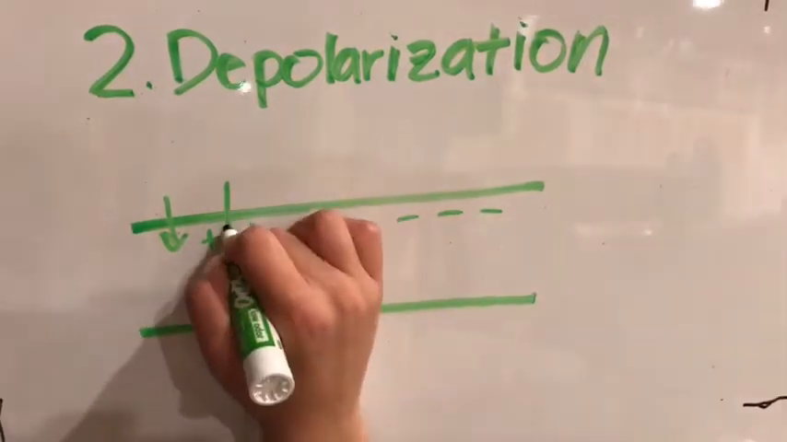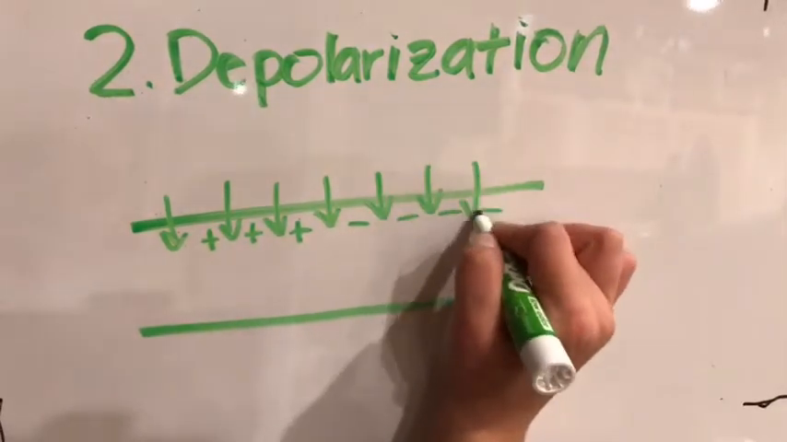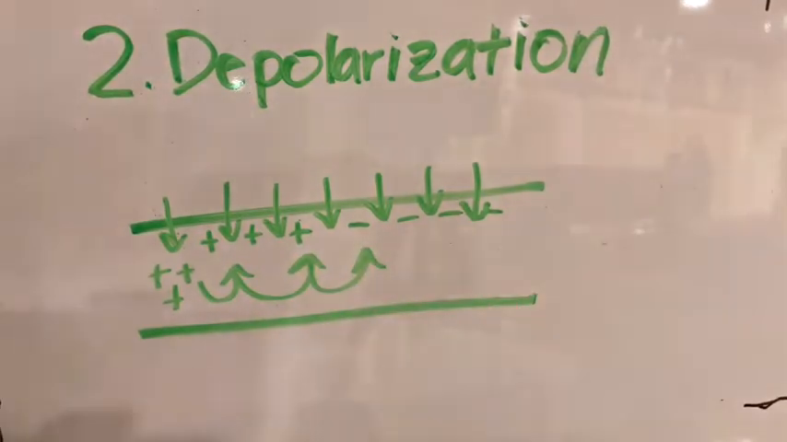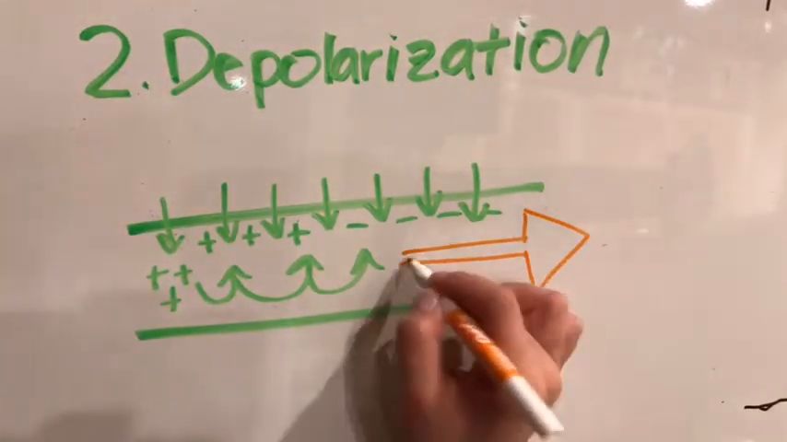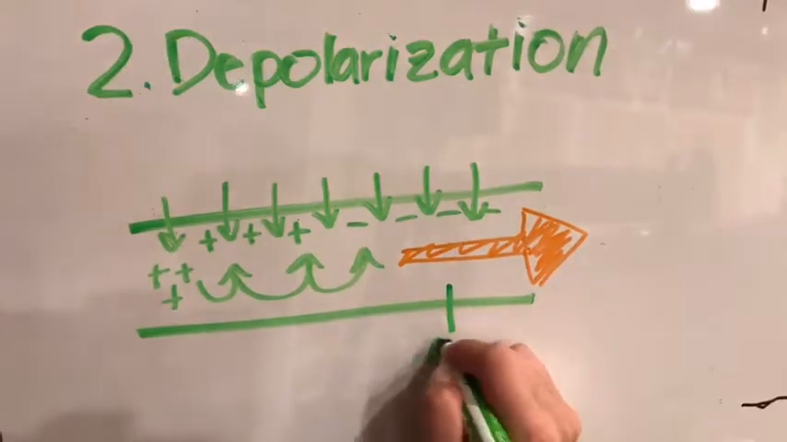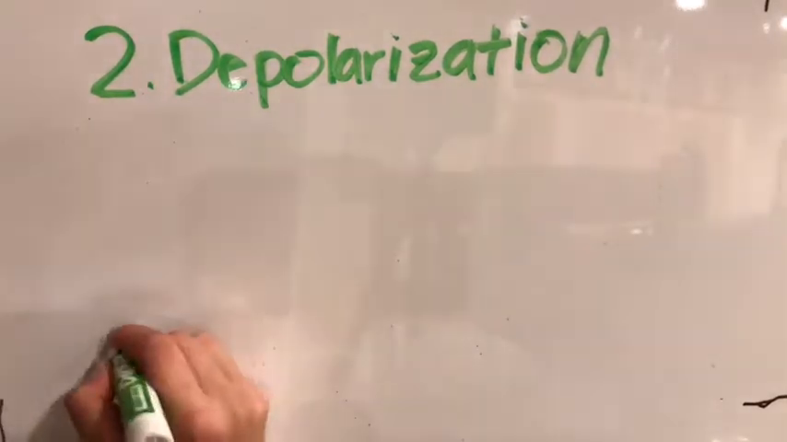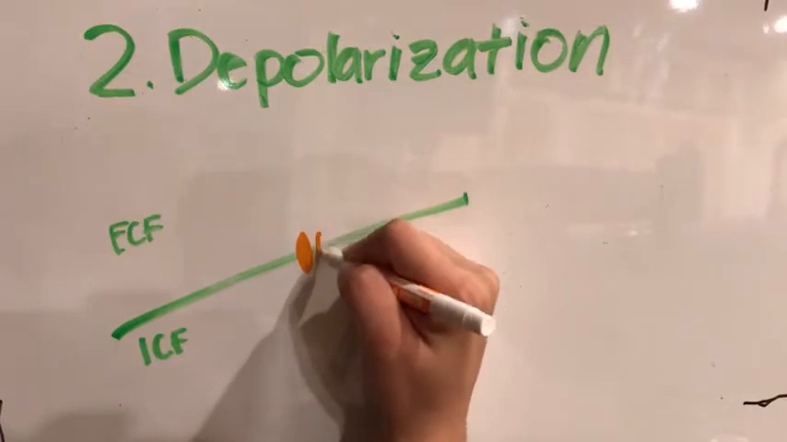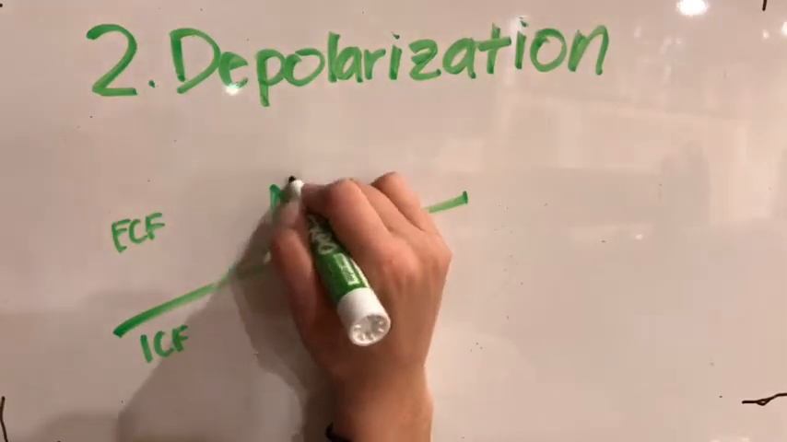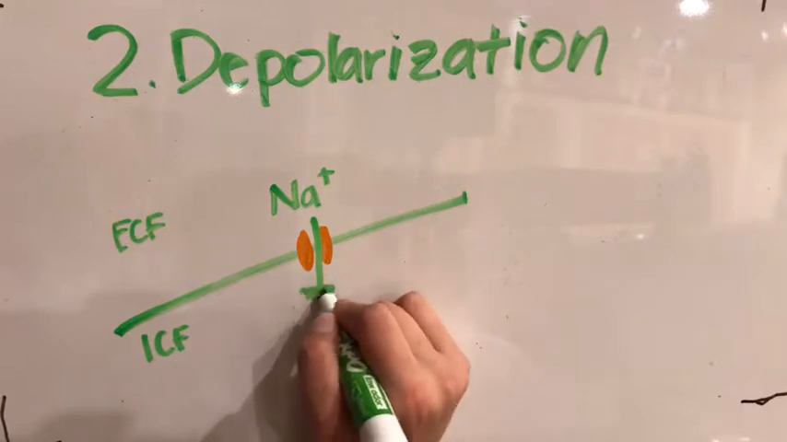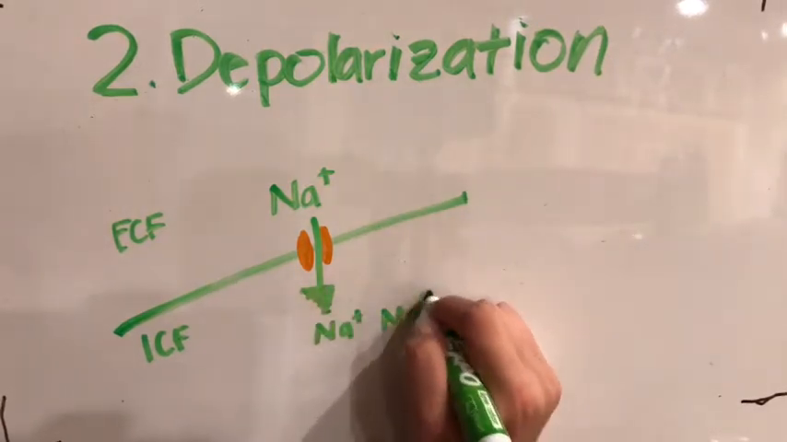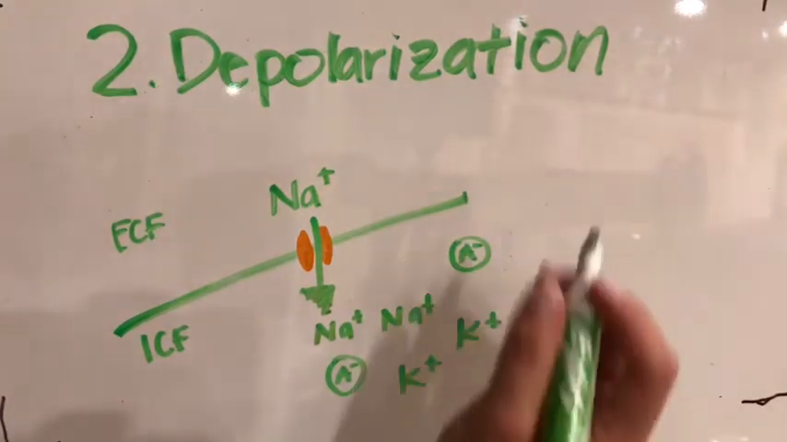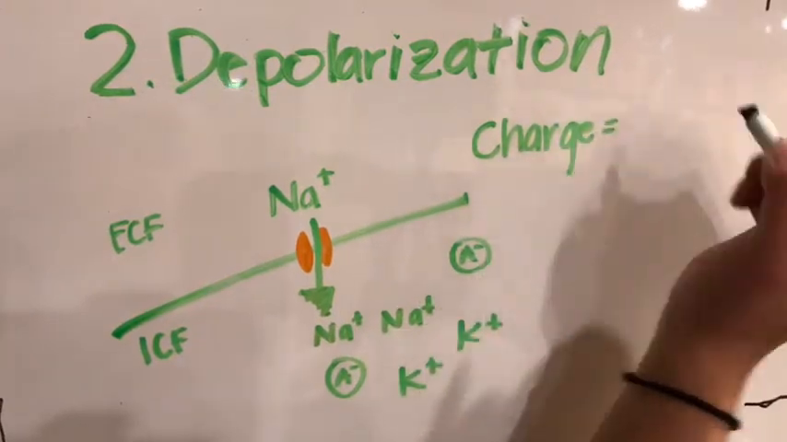The positive influx will stimulate voltage-gated receptors to open on neighboring channels along the length of the axon. As sodium rushes into the cell, the inside of the cell increases in charge. The new charge will now be negative 55 millivolts.